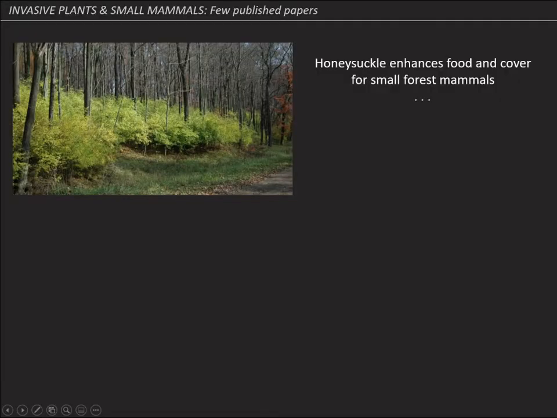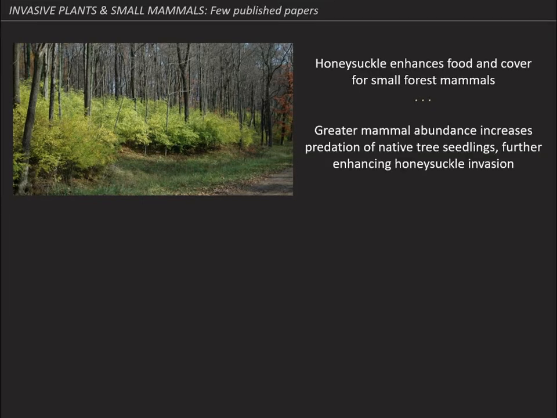Research on the effects of invasive plants on small mammals has found that in areas where honeysuckle dominates the forest understory, food and cover opportunities increase for small mammals, leading to greater small mammal abundance in these invaded habitats. In a bit of a feedback loop, the greater abundance of small mammals results in greater predation on native tree seedlings, which provides the honeysuckles with a competitive advantage and further enhances the invasibility of honeysuckle.